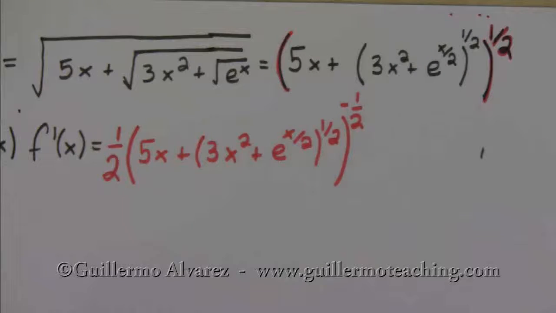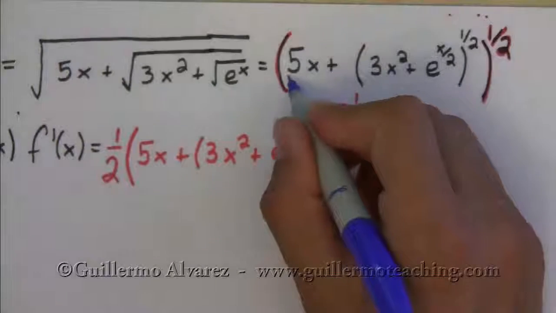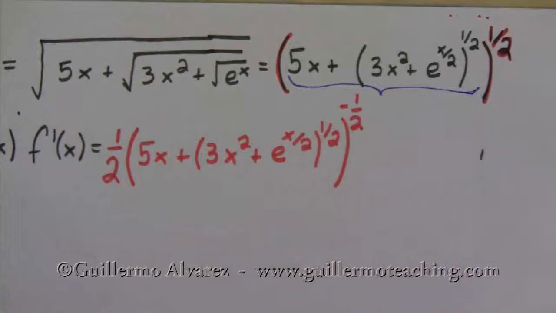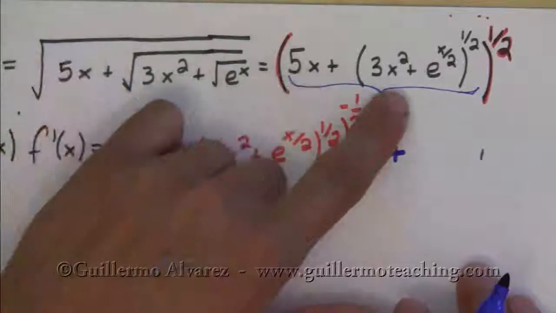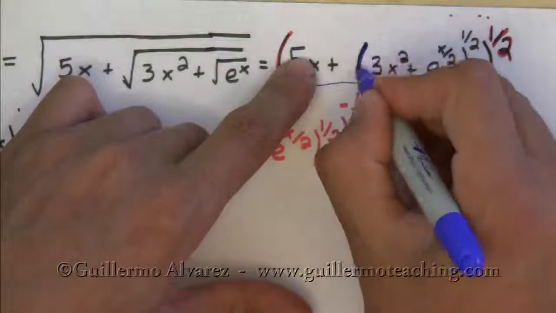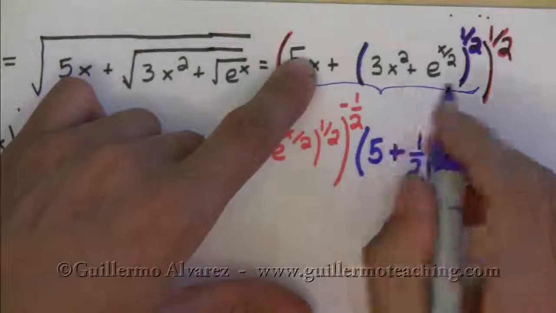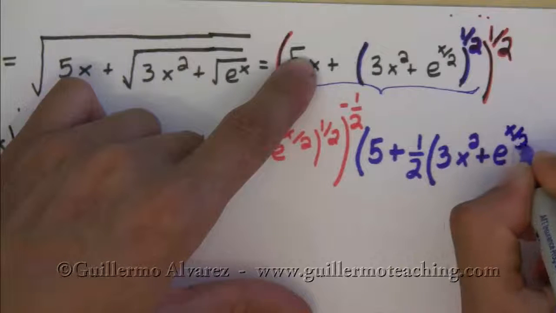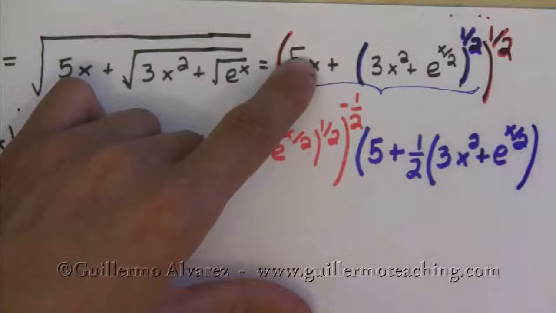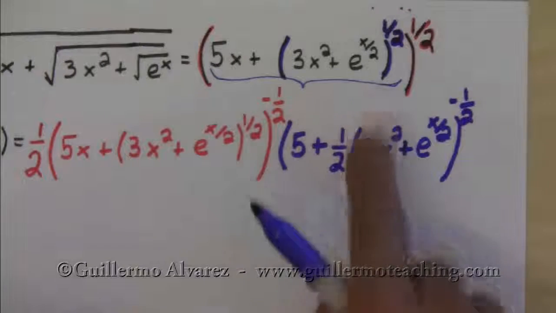Okay, and then we go in one level, and so we multiply by the derivative of the inside. The inside is this blue that I'm highlighting right here. So the derivative of that is going to be the derivative of 5x, which is 5, plus, and then here we have another chain rule. I have to bring the 1/2 down, leave the inside alone, subtract 1, and then times the derivative of the inside.